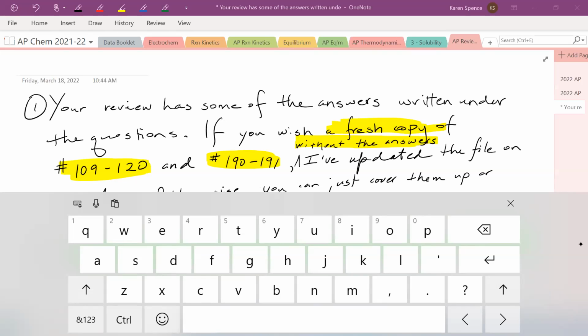Okay, so calculator: 4, 67, 69, and 70. Calculator. Okay.